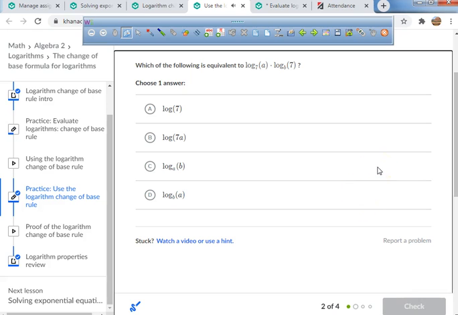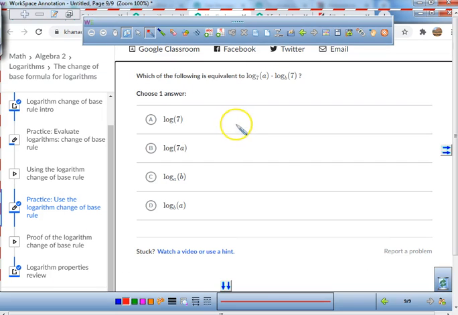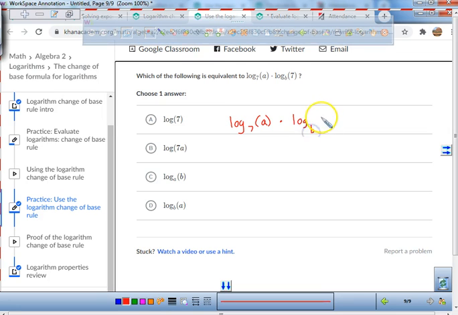Here's the next one. I'm going to write it slow so you have a chance to write it down with me. The log base 7 of a times the log base b of 7. So I'm going to use the change of base rule. The change of base rule says the log of a over the log of 7 times, here we have the log of 7 over the log of b.